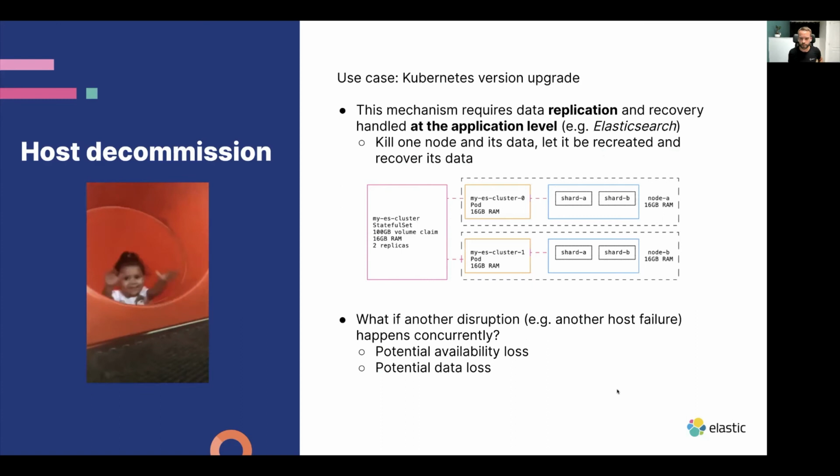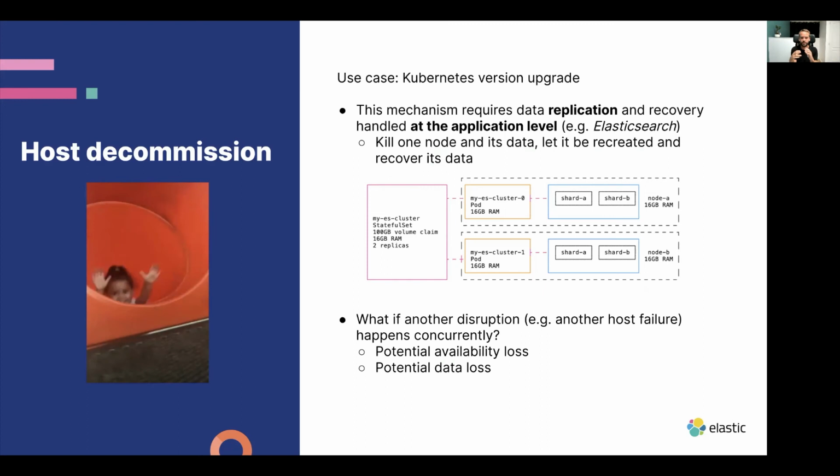So a problem with this mechanism is that it really relies on the fact that you delete one pod at a time and then let this pod be recreated fresh with a new volume somewhere else, and rely on the application itself to replicate the data there. But this is some sort of planned maintenance, right? You know you're going to remove that pod, and it's a bit sad to rely on the failover mechanism, the recovery of the data, for something you know is going to happen.